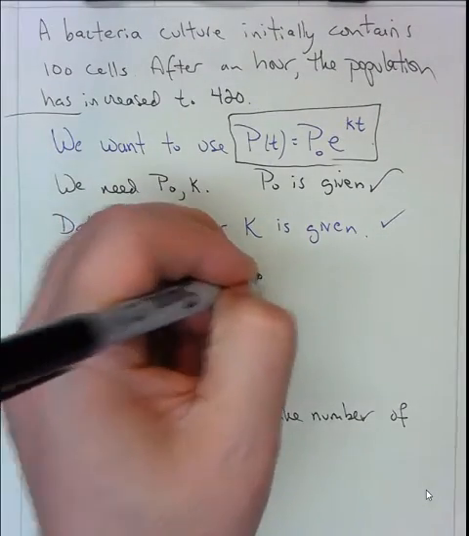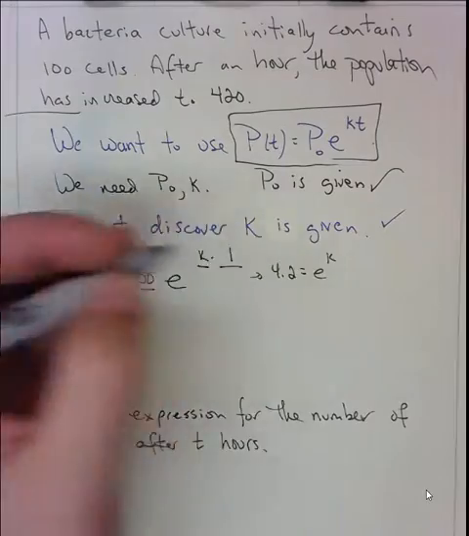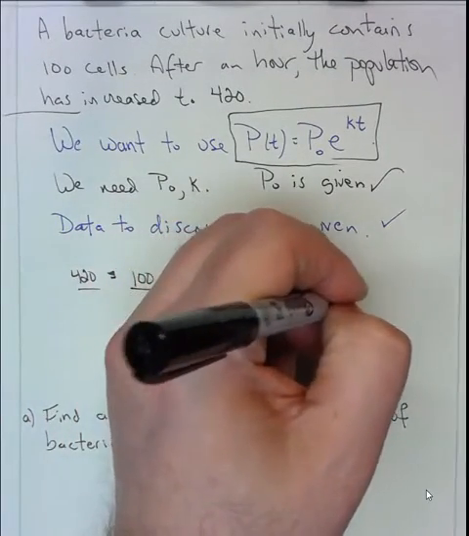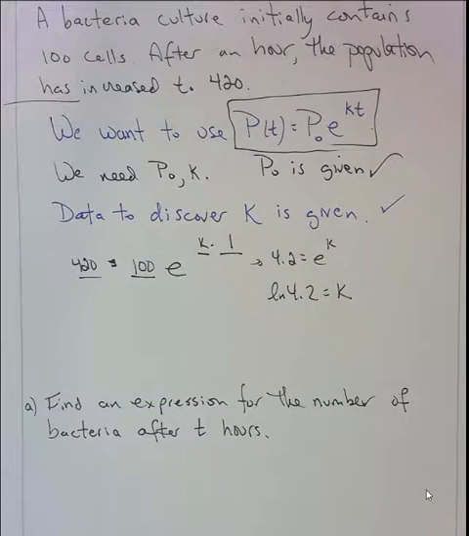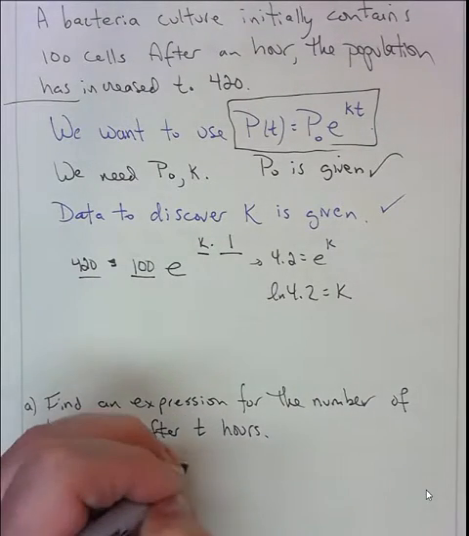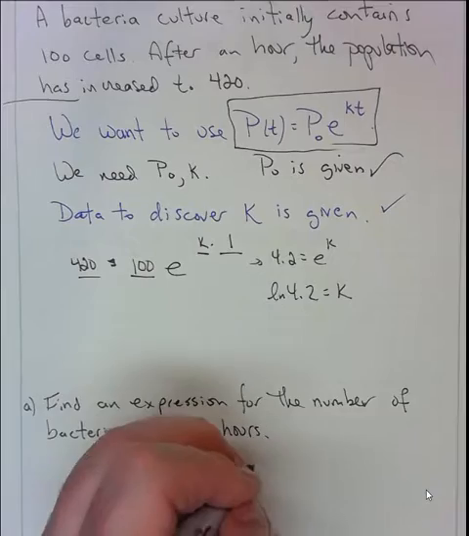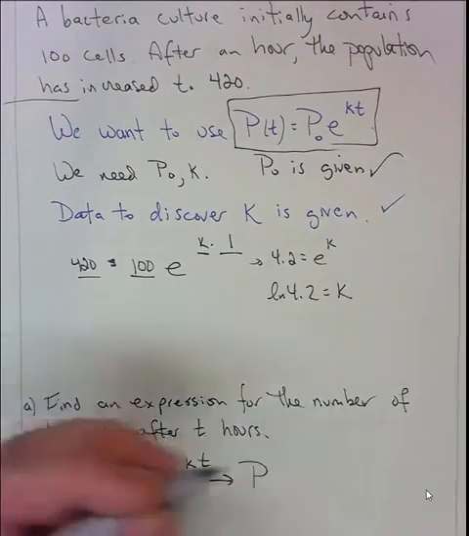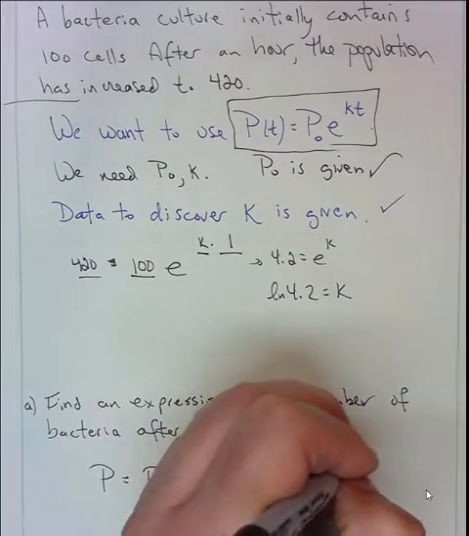So this tells us that 4.2 equals e to the k, or the natural log of 4.2 equals k. And we'll leave it as natural log of 4.2. You could get a decimalized version of that. And so in the handout, the first actual question says find an expression for the number of bacteria after t hours. Well, we've just produced the magic numbers to fill this in as specific to this case, and that is the population of this culture after so many hours, having started at 100 and a growth rate of natural log of 4.2.